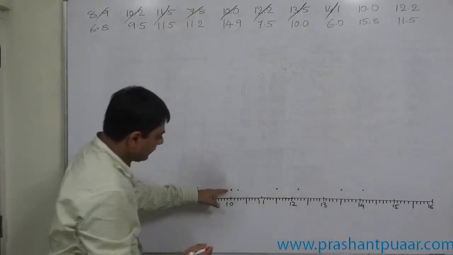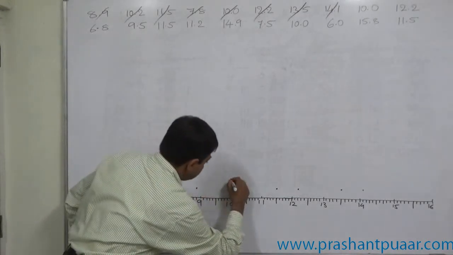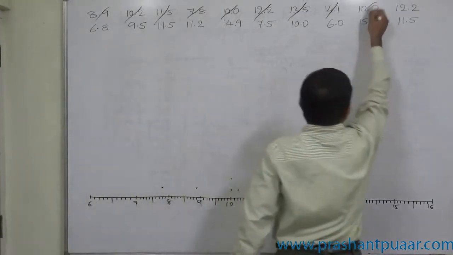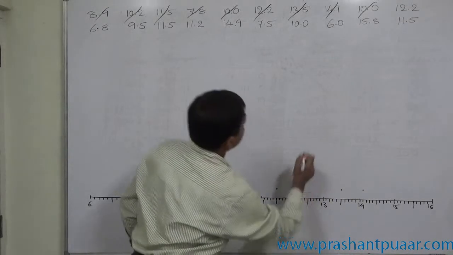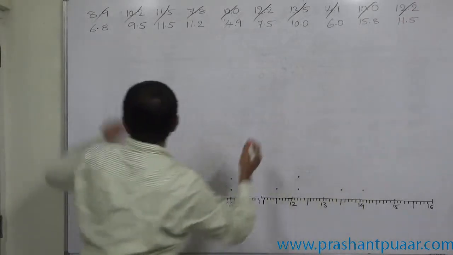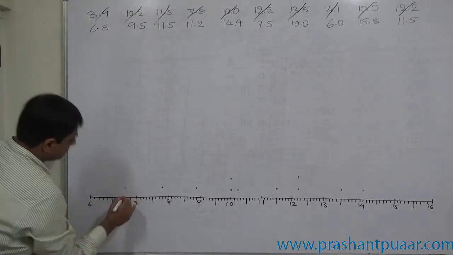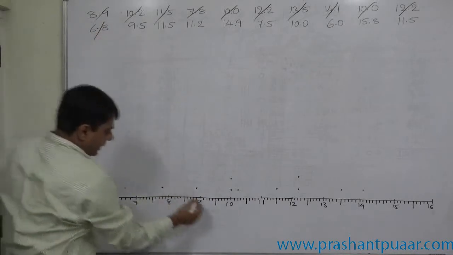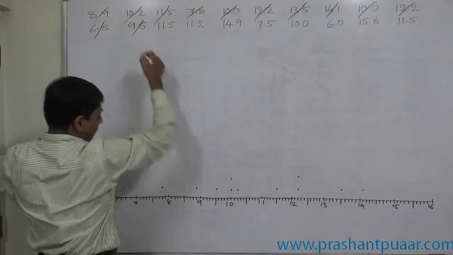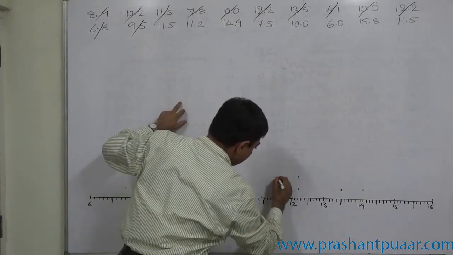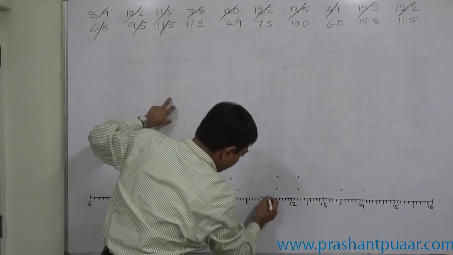10 again. Now 10 again, use the other mark of centimeter. 12.2 again. 6.8. 9.5. 11.5, 11.5 again, so we will use the upper mark. 11.2.